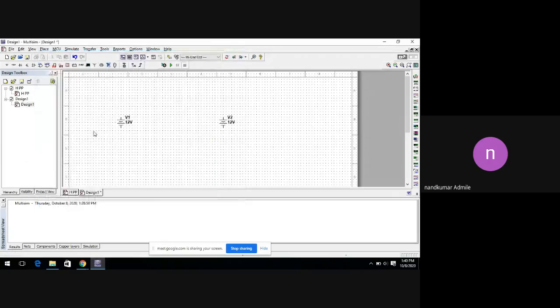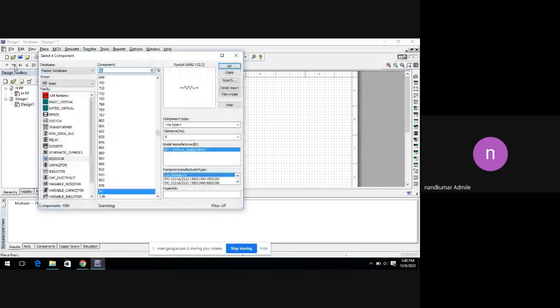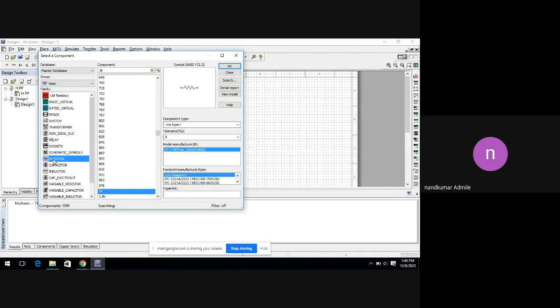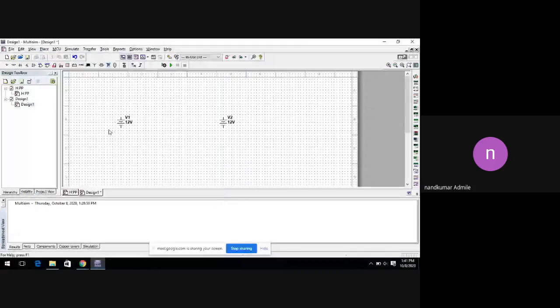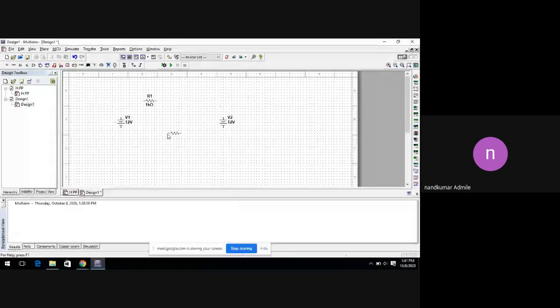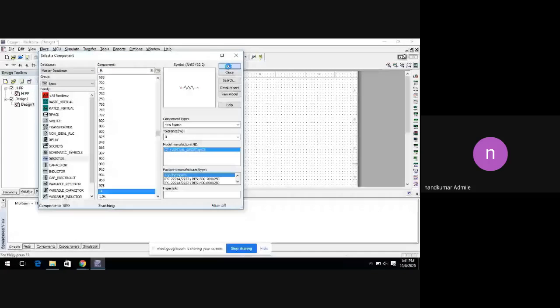First I'll complete the circuit diagram. So everyone focus on your screen. After that I'll take the resistors. In Multisim software there is a window called Basic. In Basic, we can find the various components, that is resistor, capacitor, inductor, or various sources. So I'll take the resistor. And to complete the circuit, we require the ground.